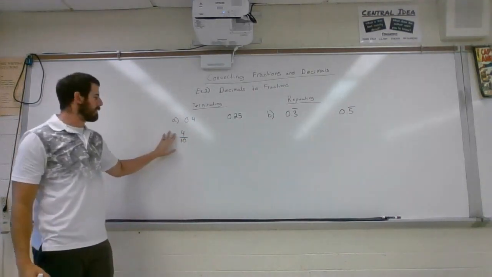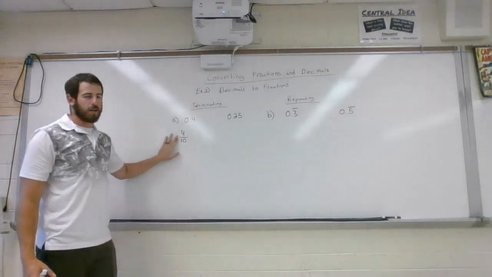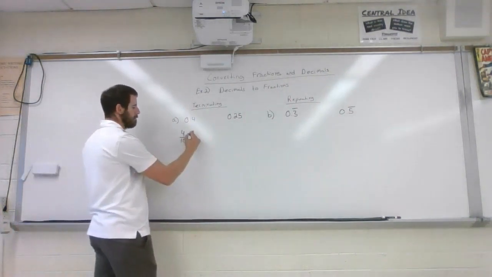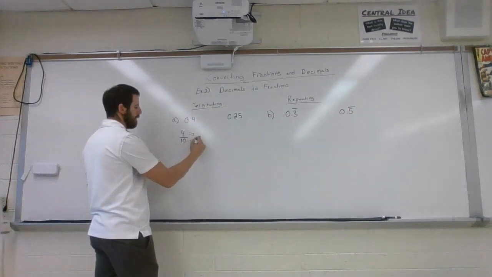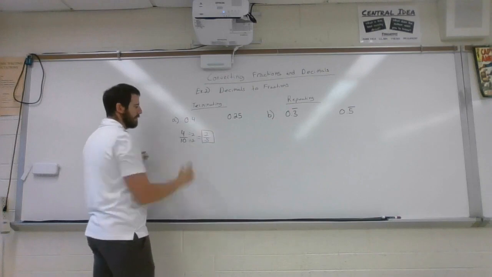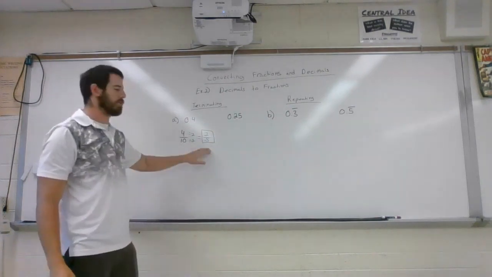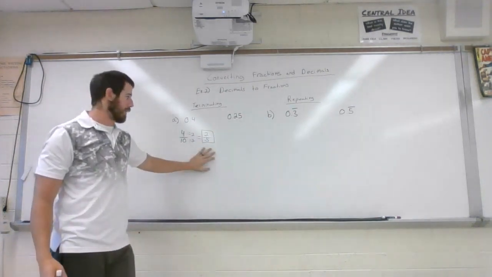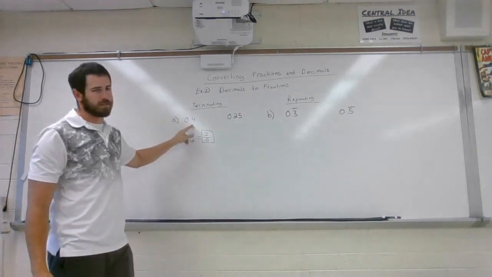Now, sometimes that could be all you have to do. That's the answer. But here we can see we can reduce this. So I need to divide both the top and bottom by a 2, and we'll get 2 over 5. And that is my final answer. It's a reduced fraction. You always need to reduce your fractions. Okay, if you wanted to check your work, you could do long division, and you realize you get 0.4.